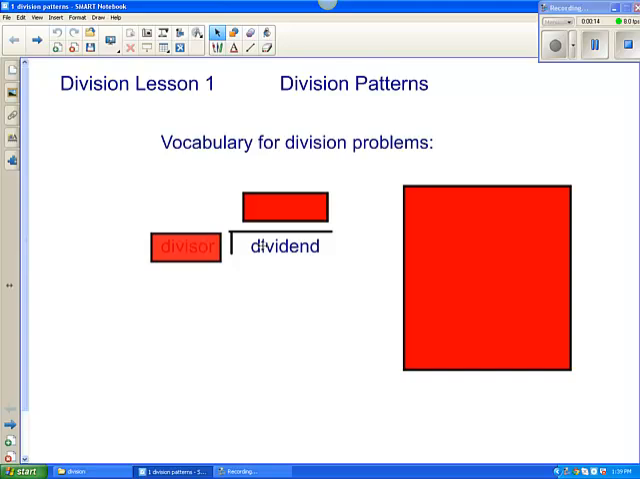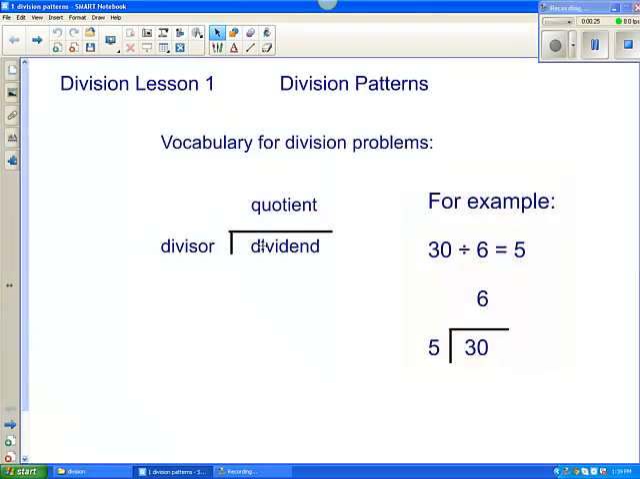Underneath the bracket is the dividend. That's the number that we are dividing. The divisor is the number it's being divided by, and the quotient is the answer to a division problem. For example, 30 divided by 6 equals 5.